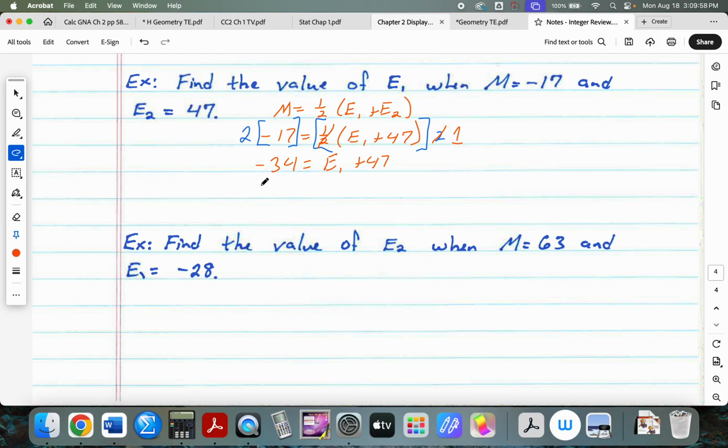So we're going to have negative 34 minus negative 47, or if you wrote it horizontally, negative 34 plus a negative 47. The signs are actually the same. When the signs are the same, I'll simply add those. Turns out to be 81, and keep the sign. That's negative 81 is E sub 1.